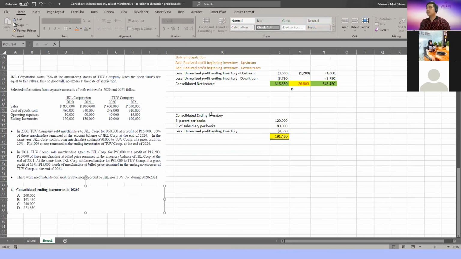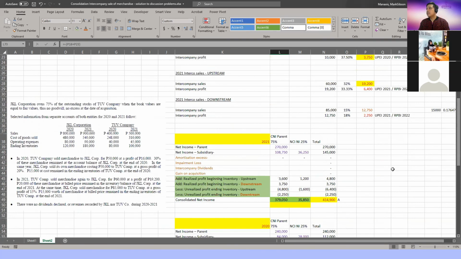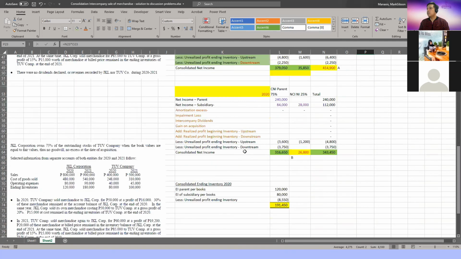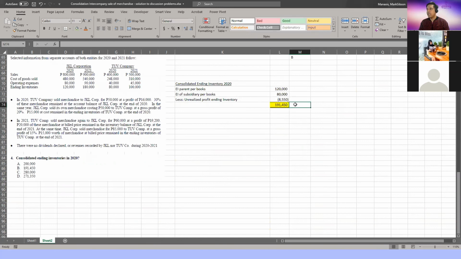Okay. So ito, consolidated ending inventory, another template, no? We have ending inventory, parent per books, 120,000. This is 2020. Saan ko nakuha yung 120,000? Ayun. Ending inventory subsidiary, 80,000. Less unrealized profit ending inventory for 2020. So that's 8,550. Actually, this is just the combination of the sum of the two. 8,550. So you have to deduct the unrealized profit. So that's 191,450 or letter B.